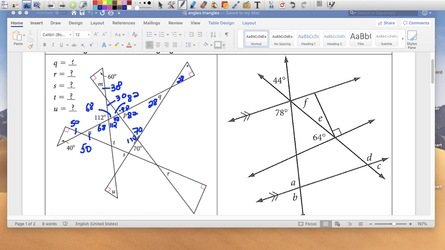So now I have 1, 2, 3. I need a fourth angle here. That's 50. That's 68. So I can find out what this is right here, right? Because this is 50 and 68. 50 plus 68 equals 118, minus 180. This is 62. And I can find t because t is going to be 180 minus 62, right? Because of the linear pair. So this is going to be 118.